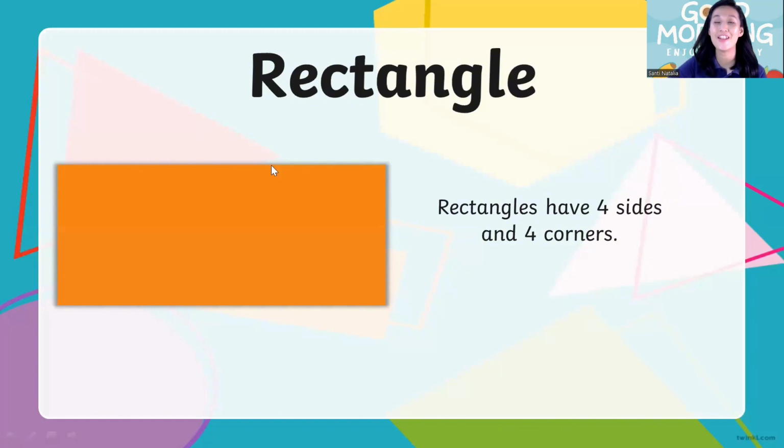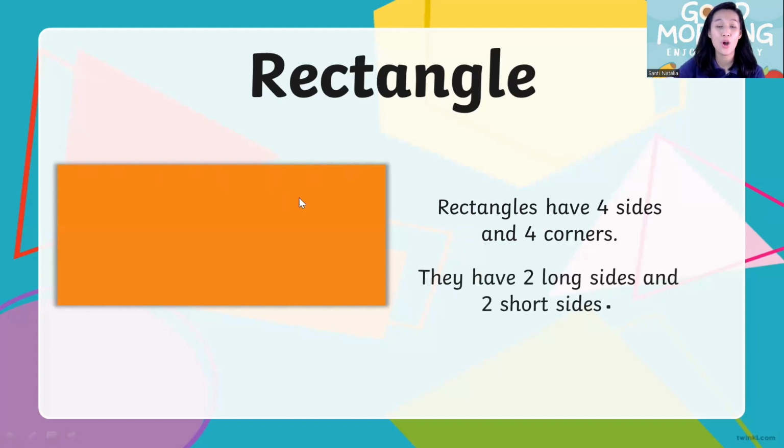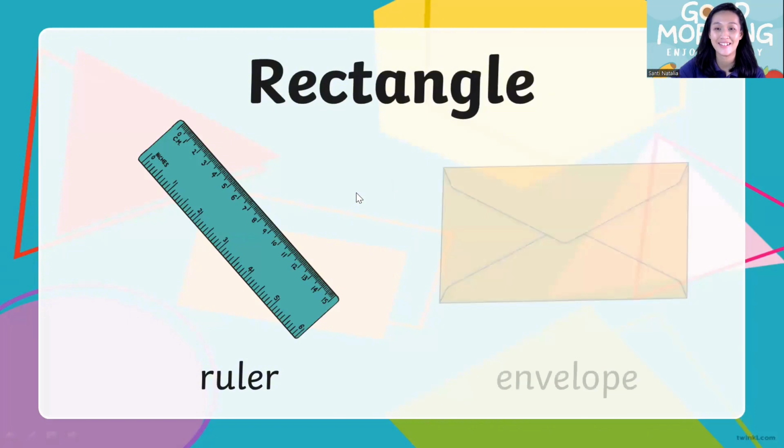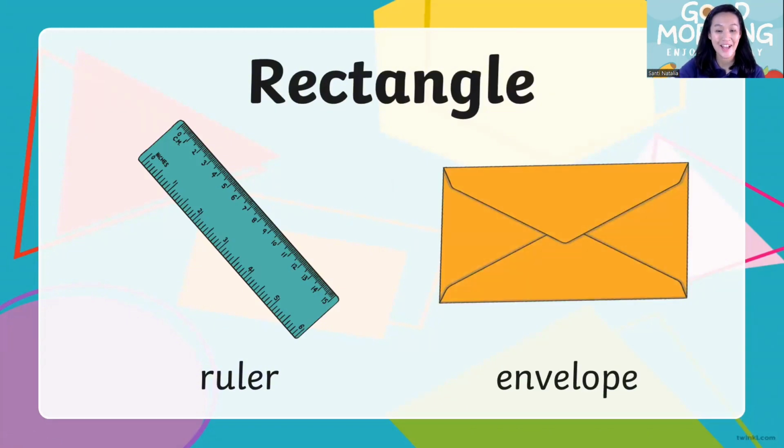Now look at this, children. This is a rectangle. Can you say rectangle? Rectangles have four sides and four corners. They have two long sides on the top and on the bottom, and two short sides on the right and on the left side. Rectangle. For example, on your ruler or envelope. Now, can you find it on the card, children? Where is rectangle? Yes, this is a rectangle with two long sides and two short sides.